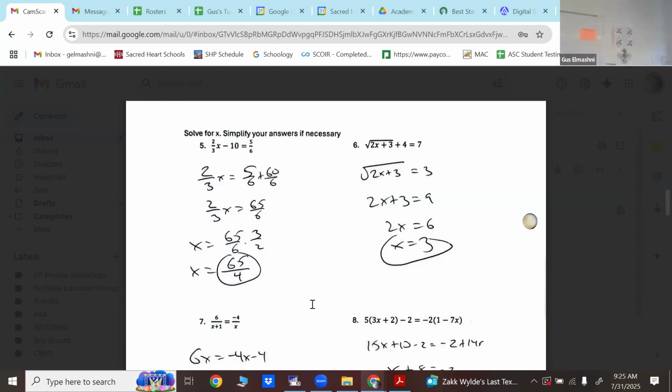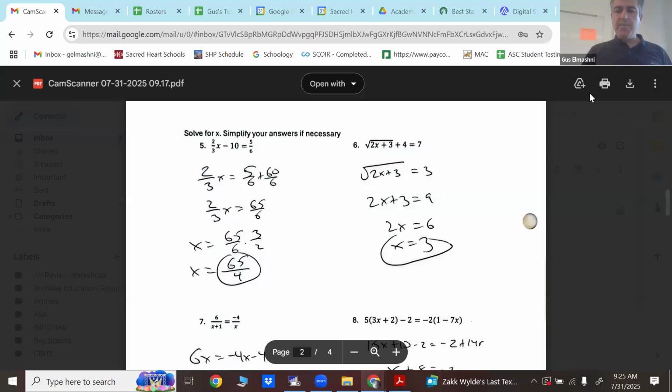I decided to move the 10 over to the right side, make it 60 over 6, because that's the same as 10, maybe 65 over 6. And then I multiply both sides by 3/2. And then things cancel, 3/6, you can cross cancel. So it becomes 65/4. You can also initially multiply everything by 6. Actually, I don't know why I didn't do it that way, because that's how I usually teach it.